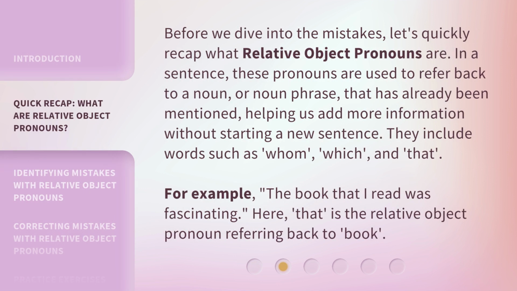Before we dive into the mistakes, let's quickly recap what relative object pronouns are. In a sentence, these pronouns are used to refer back to a noun or noun phrase that has already been mentioned, helping us add more information without starting a new sentence. They include words such as whom, which, and that. For example, the book that I read was fascinating. Here, that is the relative object pronoun referring back to book.